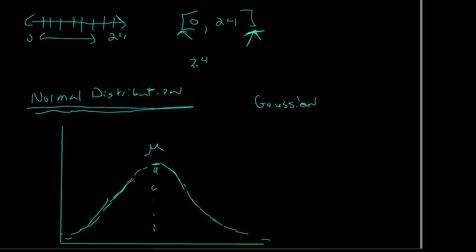And so the mean is in the middle. And so for a normal distribution, the mean, the median, and the mode are all equal. So it's symmetric about the middle, and they all define the same point as the middle.